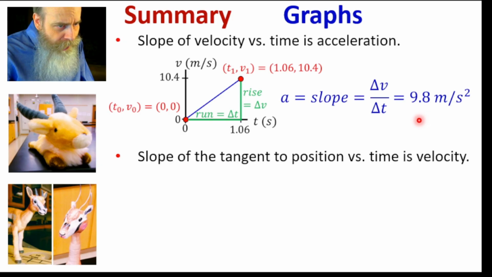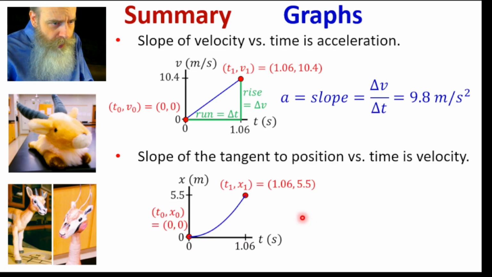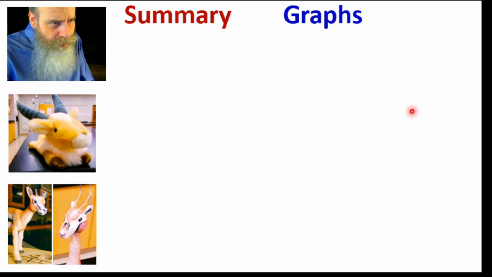The slope of the tangent to position versus time is velocity. Here's a graph which we determined for position versus time. And if you take the slope of the tangent to this graph, you'll see that it equals velocity. So right here at t equals 0, the tangent is horizontal, corresponding to the slope of 0 and velocity of 0, as shown here. And then as time increases, the slope of the tangent increases, corresponding to an increase in velocity.